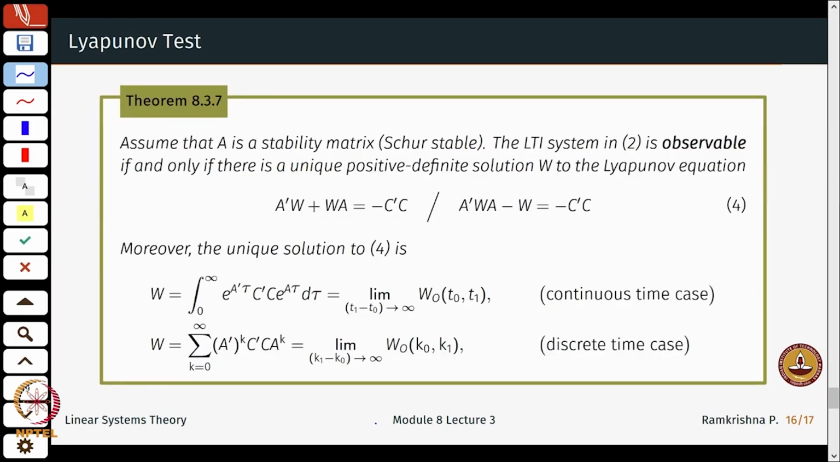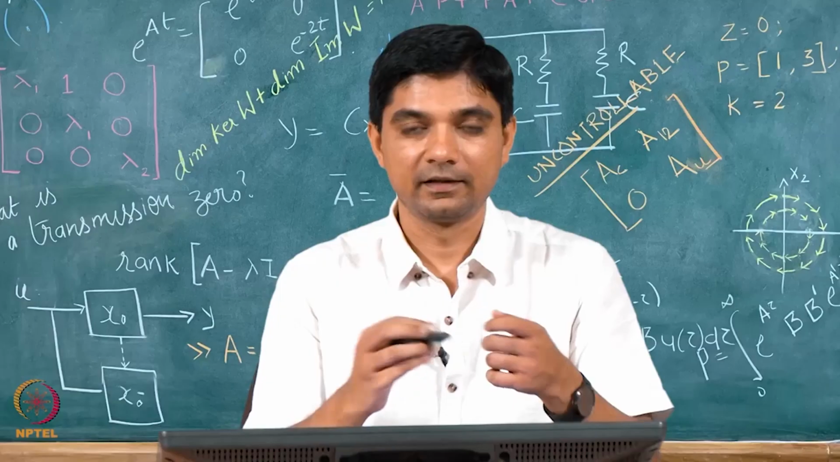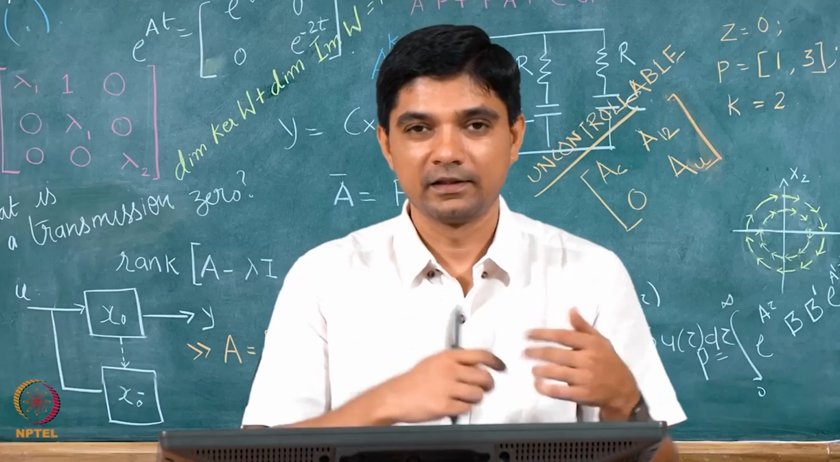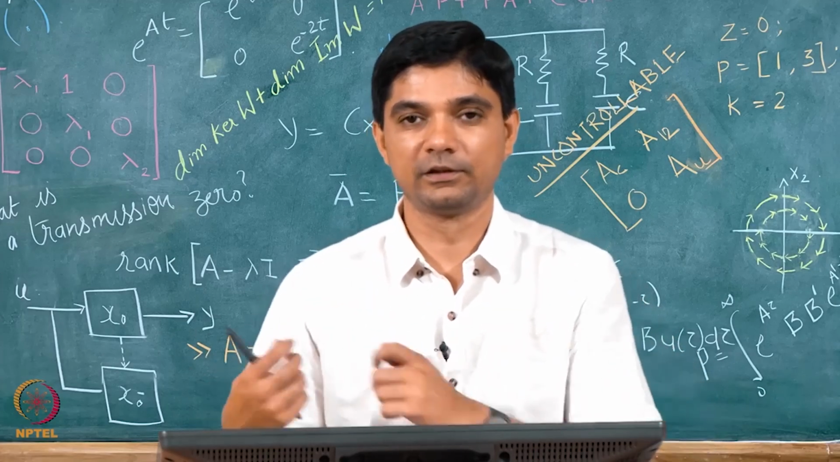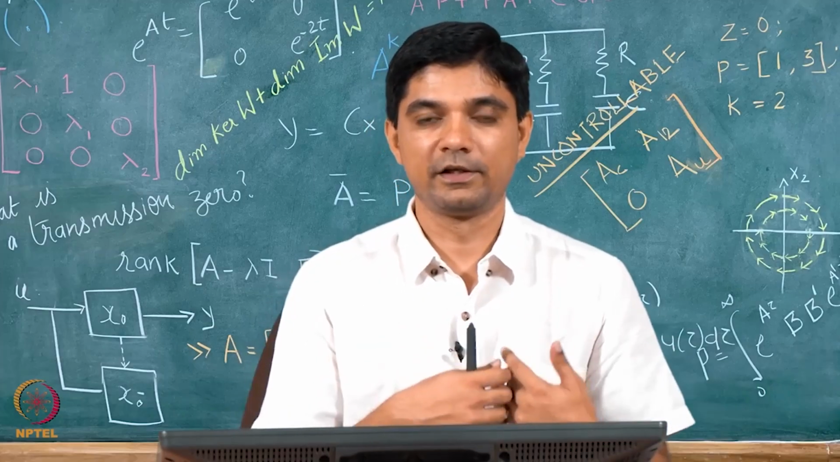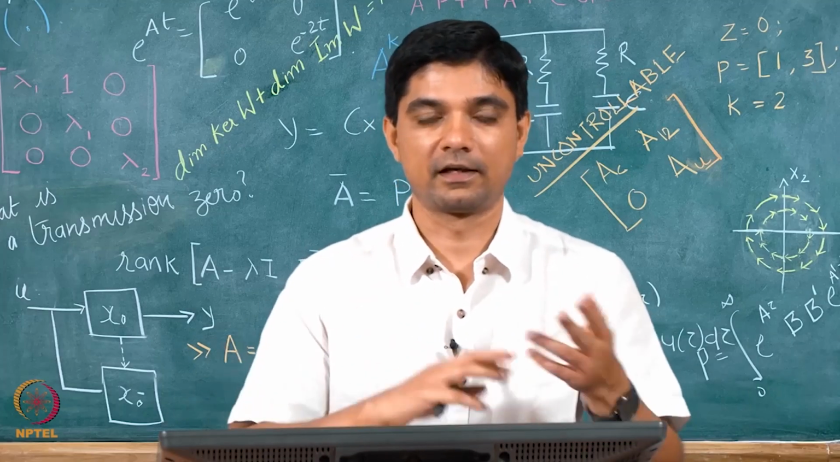Similarly, if A is a stability matrix, I am looking at the equivalent of the Lyapunov test. Assume that A is a stability matrix. The LTI system 2 is observable if and only if there is a unique positive definite solution W to the Lyapunov equation, this one, right. Moreover, the solution is given by these two here. One is for the continuous time, and this is for the discrete time. Again, they look very similar to what we had in the case of controllability. All these derivations you can just do by exploiting the duality relationship between controllability of a system and the observability of the dual system, and vice versa.